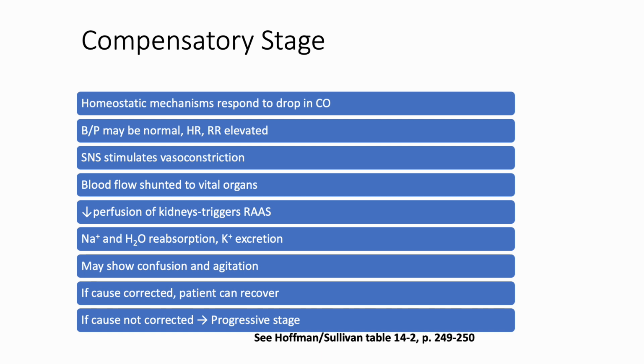Patients may exhibit confusion and agitation as a result of reduced oxygen delivery to the brain. If the underlying cause of shock is corrected, recovery is possible. If not, the condition progresses to the progressive stage of shock.